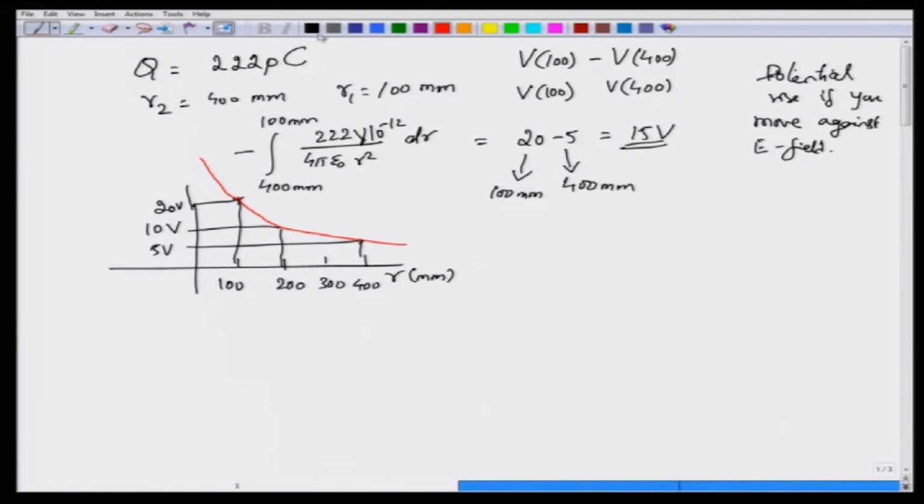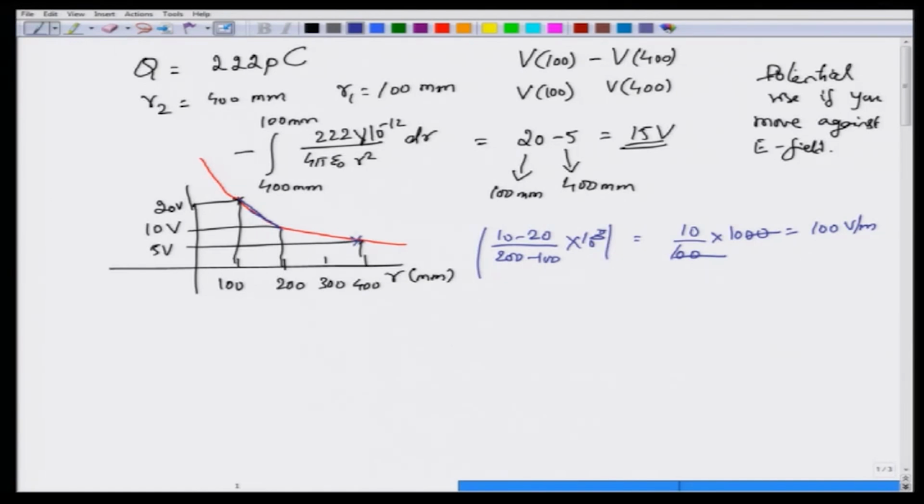What will be the average slope if you take the 2 points as 200 mm and 100 mm? What will be the slope of this curve here? The absolute value of the slope will be 10 minus 20 divided by 200 minus 100 mm, 10 to the power 3 let us put on top. This will be equal to 10 by 100 into 1000. So, this is 100 volt per meter.